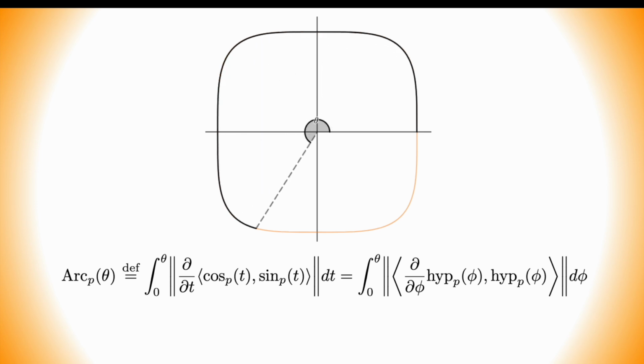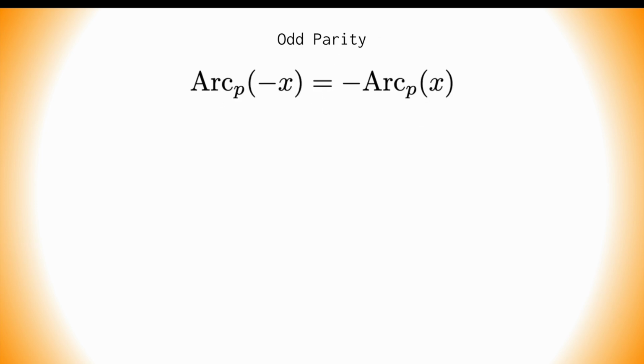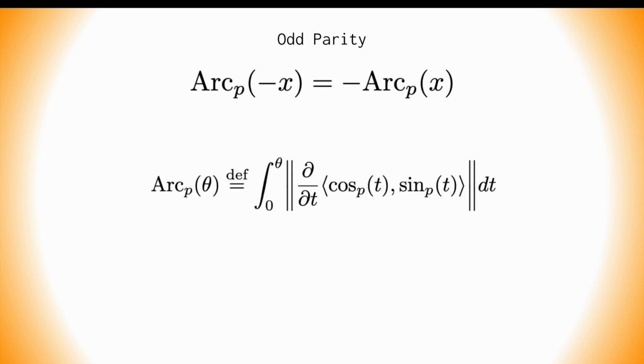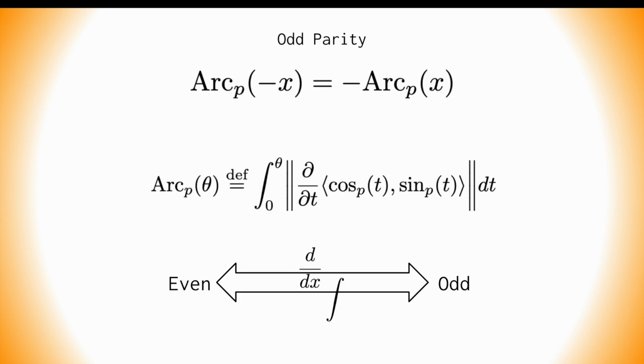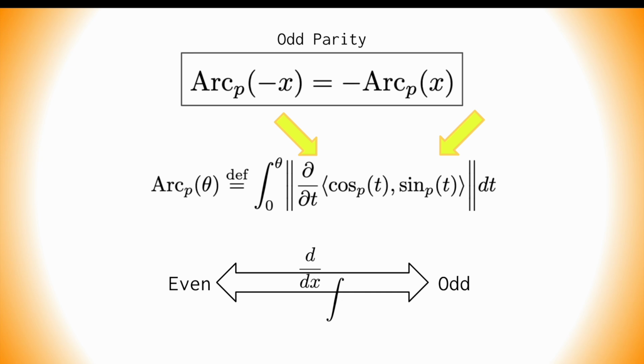Now that we've defined arc, we can go over some of its identities. First, arc is an odd function. This fact comes from how we defined arc. When it comes to even and odd functions, they always switch parity when integrated or differentiated. The function in the integrand here is an even function, meaning its antiderivative will be odd.